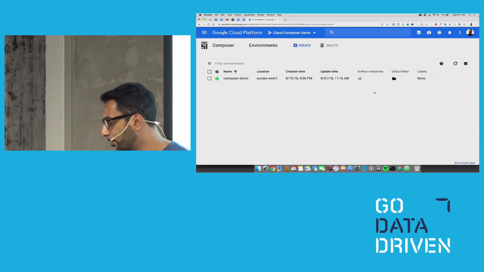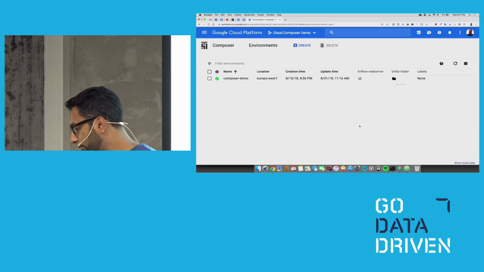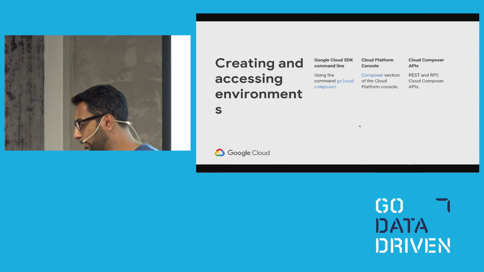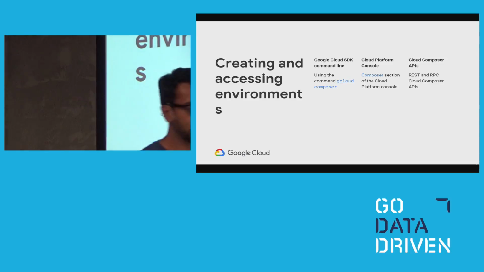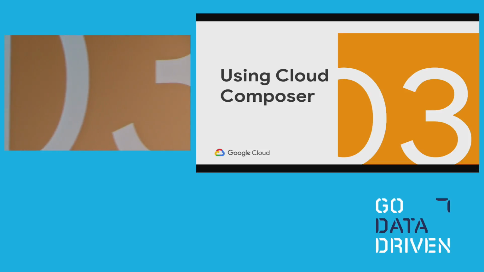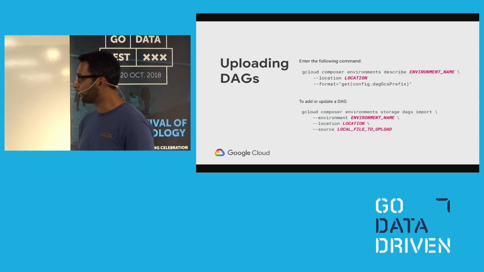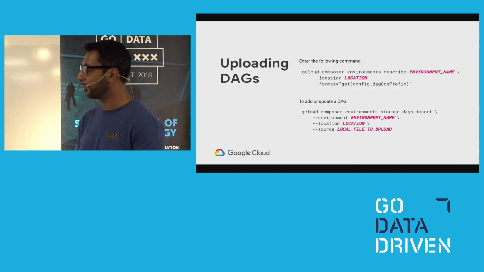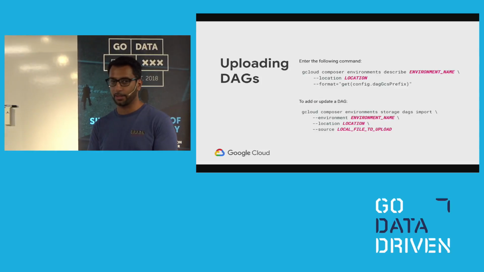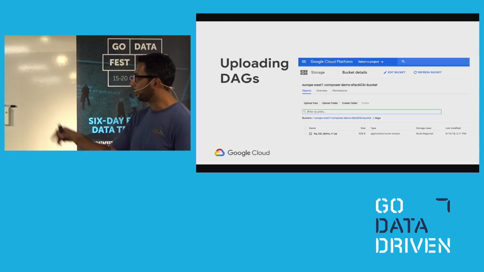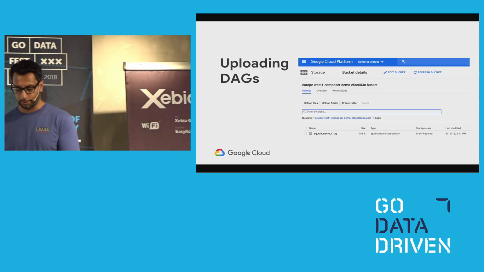What you then have is a link to the web UI and a folder where you can upload all of your DAGs. Cool, so that's a quick demo of how you would set that up and how quick it is. Now let's go through some of the features of Cloud Composer in a bit more detail. I showed you already that you can upload DAGs via the command line. We create a bucket for you, and you can use a command line to upload the DAGs there, or you can go into the UI and drop the file there. After about 5 seconds, that will start running.